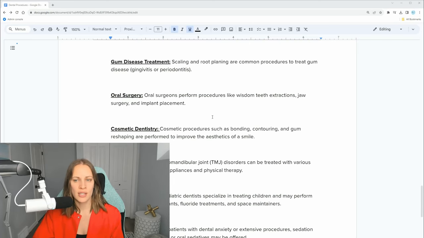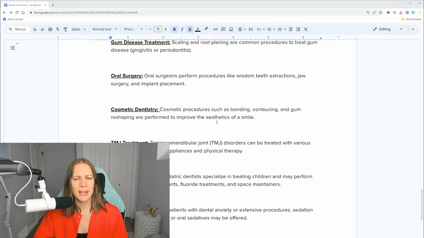Oral surgery. So this is taking out the wisdom teeth, jaw surgery, implant placement. So we've talked about a lot of these things already. This is just putting it into a general category, oral surgery. Cosmetic dentistry, again, this is just a general category. In fact, I'd say the rest of these are just general categories. Teeth whitening is considered cosmetic. Anything to improve their smile is considered cosmetic. Again, a general category, it really depends on where you work, how they categorize things.